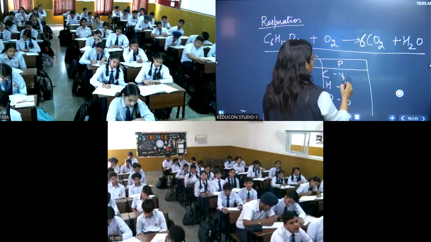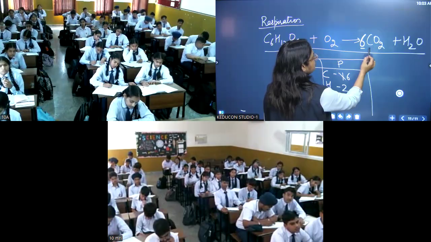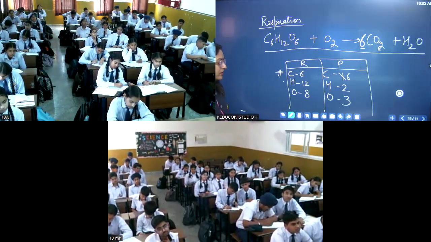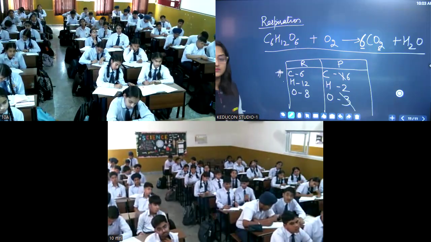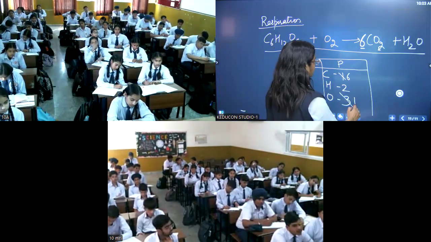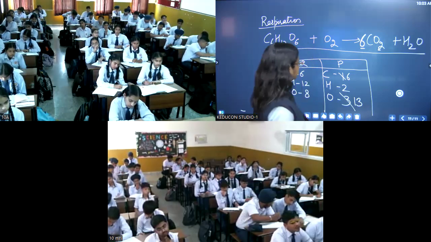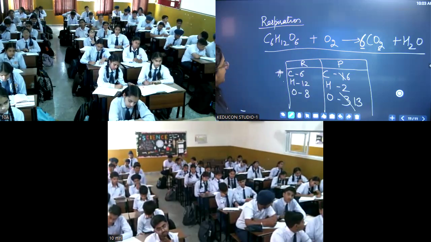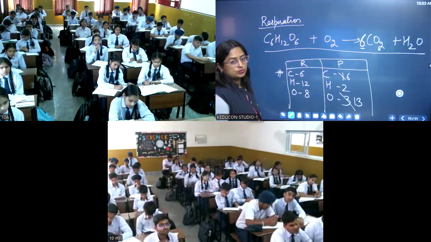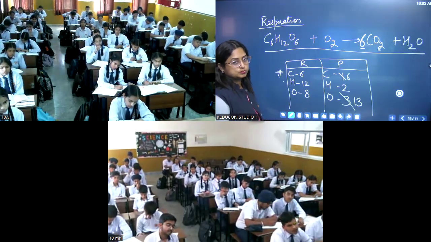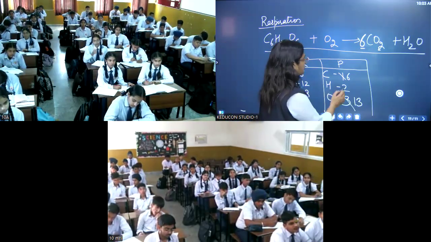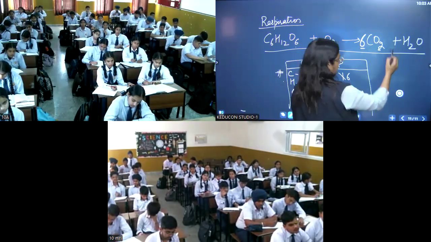So this becomes 6 here, but this changes the number of oxygen atoms on the right hand side. What is the new number of oxygen atoms? 13. Right? And for balancing hydrogen, what do we do? Apply 6 in front of water. We make it 12, so we multiply it with 6 here.